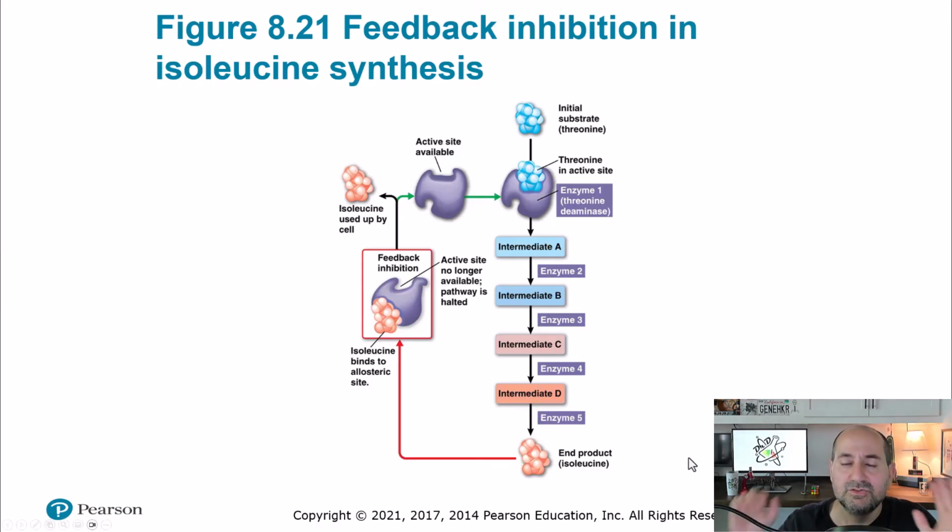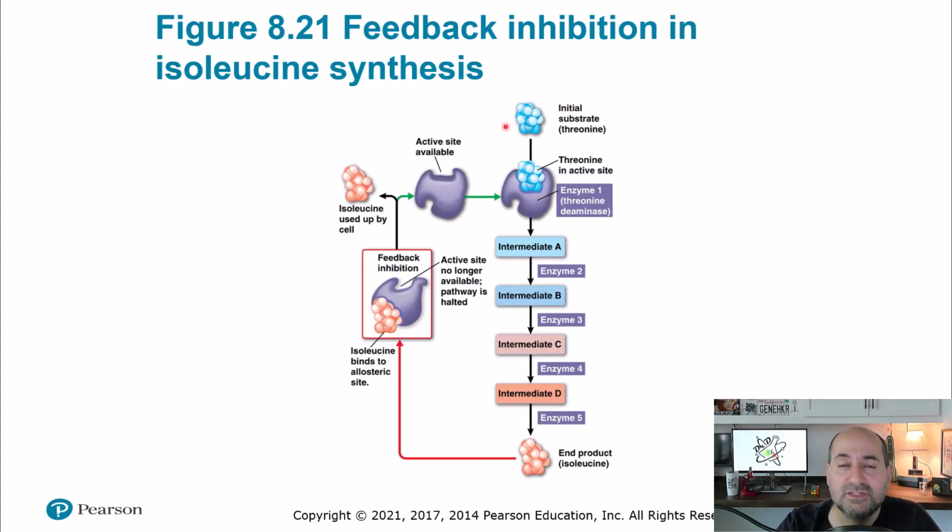Isn't that neat? So you make too much product, it puts the brakes on itself. If you have too little product, it releases the brakes. It's a feedback inhibition. It makes sure that you always have the correct threshold concentration of a product and never too much and never too little. Isn't that neat? So again, the very product of a metabolic pathway is the inhibitor for that pathway. And the only reason you would need that is if you wanted to conserve your initial substrate.